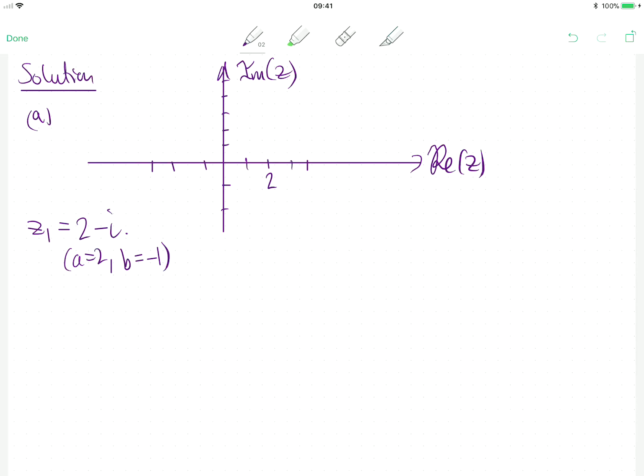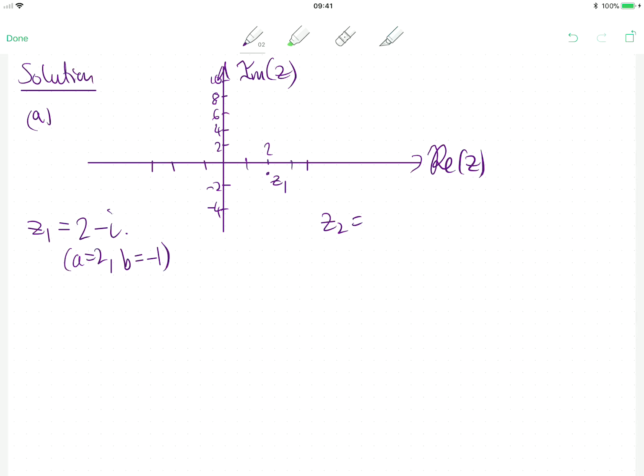Okay, I need to check my scale here. The next number has a 9 on the imaginary axis, so I'm going to call these 2. Okay, so minus 1 is right here. So if I just put the 2 above, it sits by here. This is my complex number Z1.